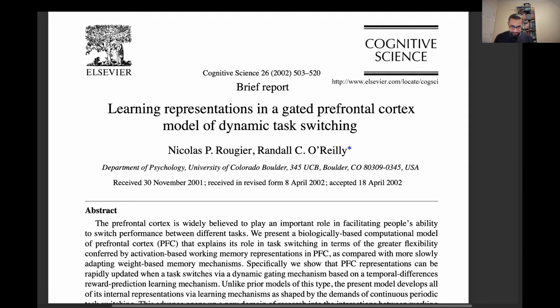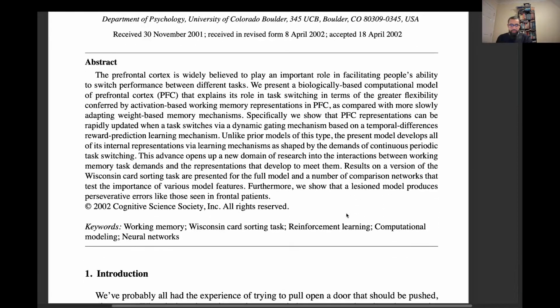We'll be continuing with the paper by Nicholas and O'Reilly, Learning Representations in a Gated Prefrontal Cortex Model of Dynamic Task Switching. So essentially looking at how the mind is able to switch tasks while also retaining information and understanding at the same time, how these switches are comparable when it comes to weight-based memory mechanisms and working memory representation in the prefrontal cortex, and also looking at the other models in contrast to this.